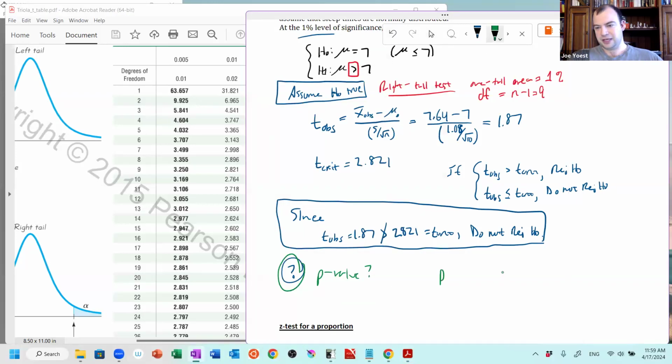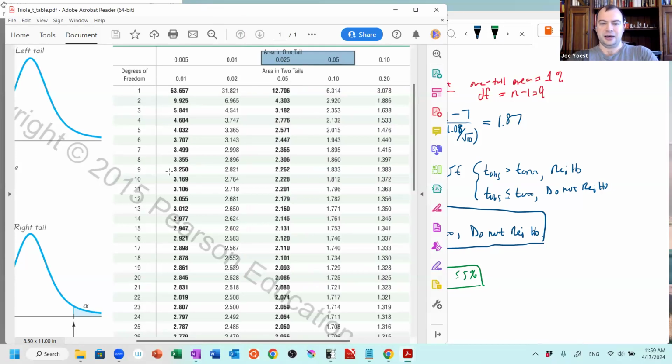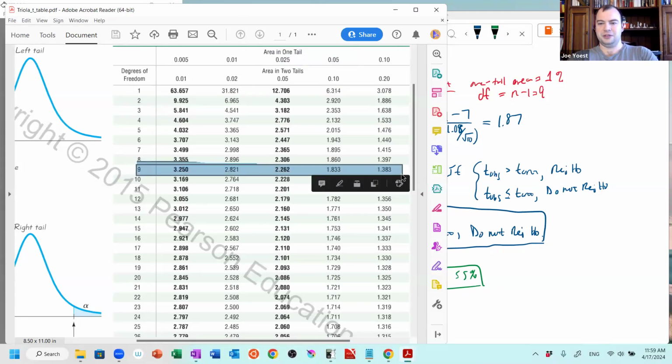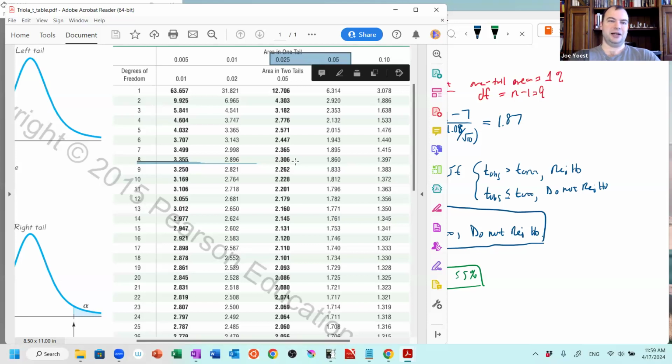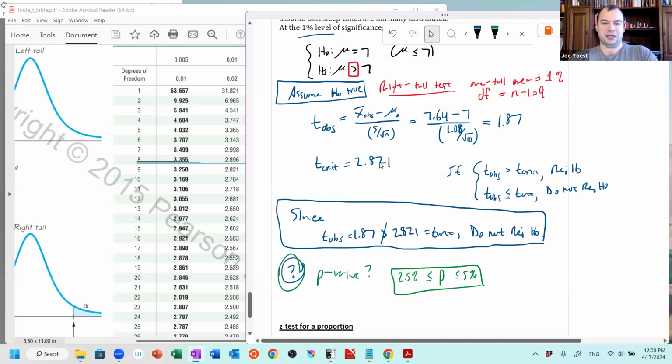This tells me that my p-value is bigger than or equal to 2.5%, but less than or equal to 5%. I mean, I didn't get it to 4 decimal places, but I could kind of hack this table and figure out, because this is the distribution I'm interested in, and because 1.87, my t observed, falls between these two t criticals, and this is a one-tail test, my p-value has to fall between those two numbers. It's got to be between 2.5% and 5%.